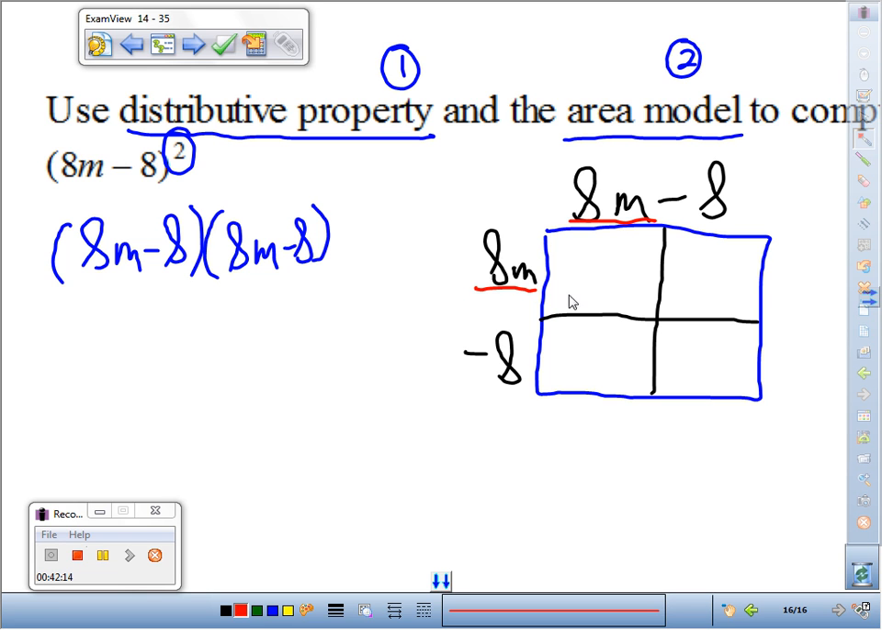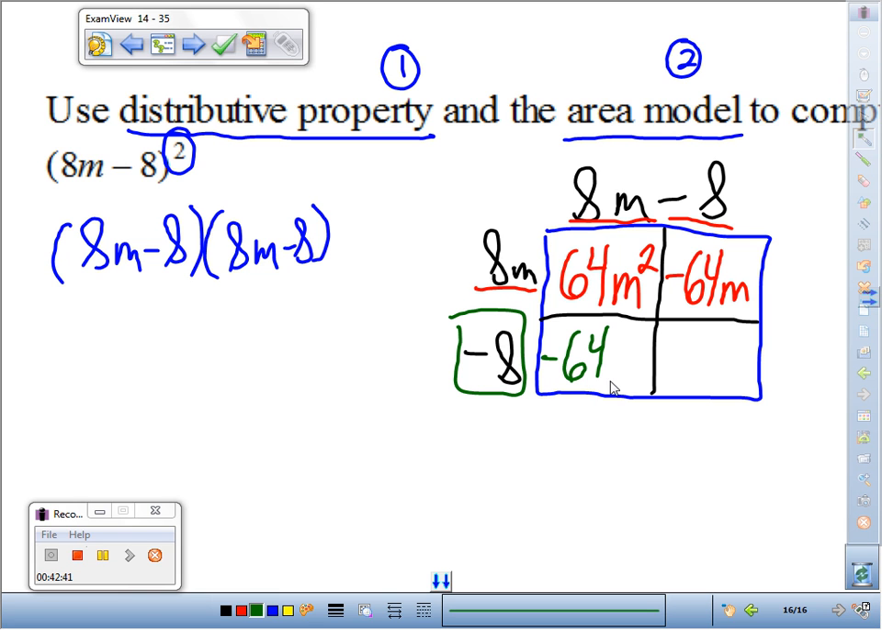8m times 8m, 8 times 8, that's 64, m times m, that's m squared. 8 times negative 8, that's negative 64, and we carry the m. I know these should be automatic by now, right? Okay, next. I need to focus on this one. Negative 8 times 8m, that's negative 64m. Negative 8 times negative 8, that's positive 64.